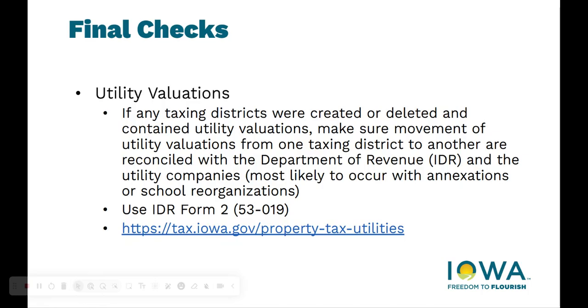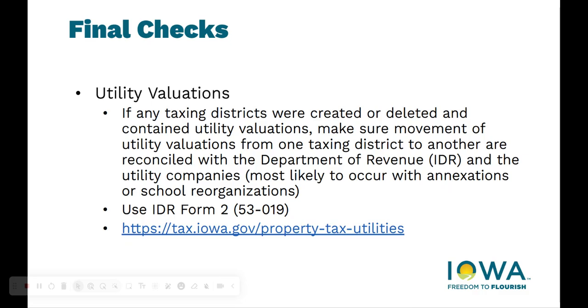If you had to make utility value changes, say you deleted some tax districts, divided up some tax districts due to a fire split or something of that nature, if you had to move some value around that was utility value, railroad value, gas and electric value, make sure you report that movement of value from one taxing district to another to Department of Revenue and to the utility companies.